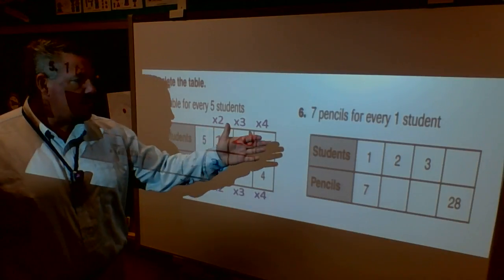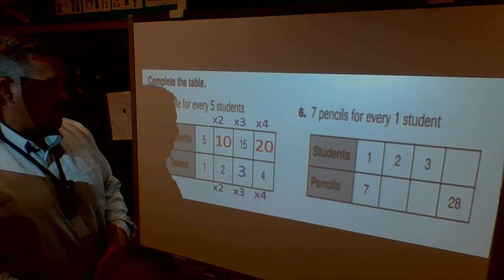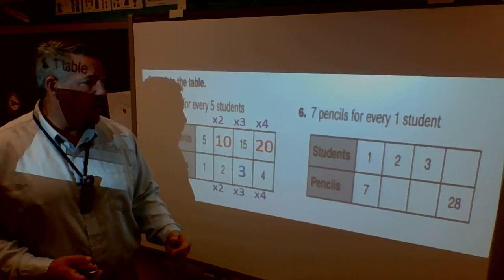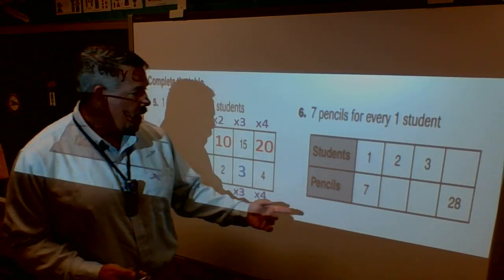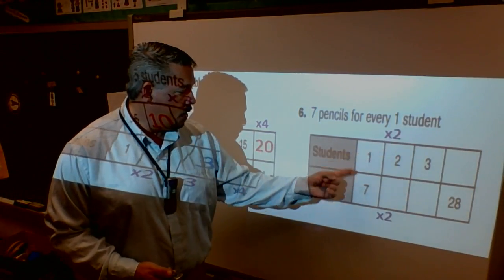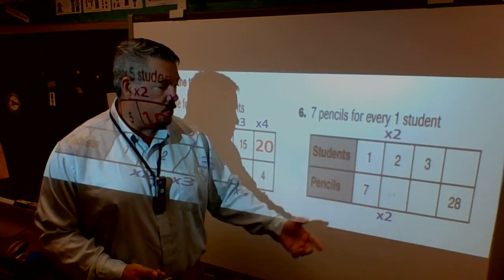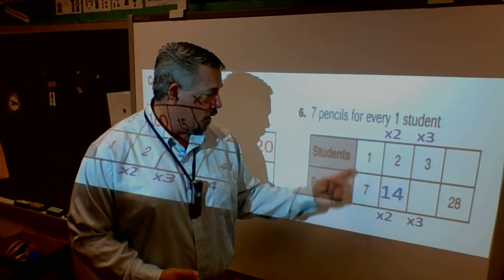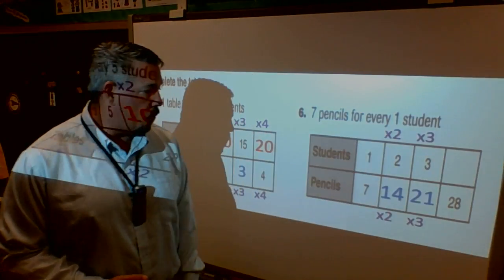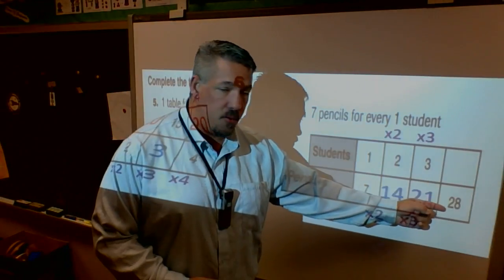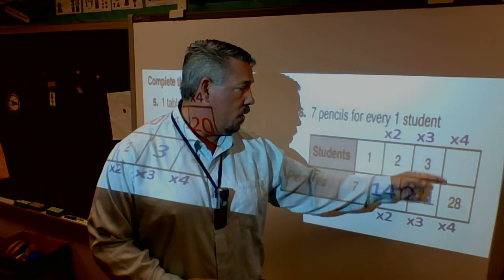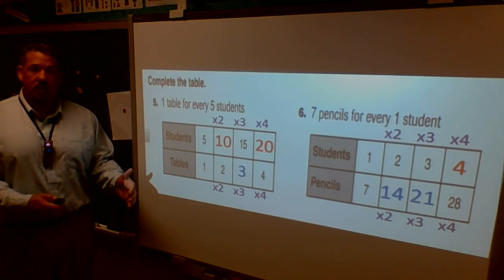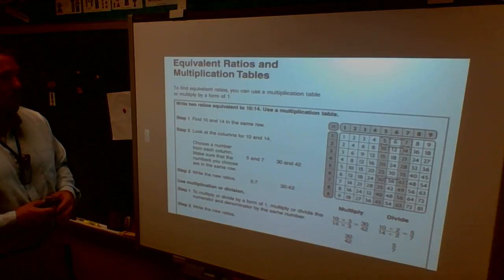On this one, it says that I have 7 pencils for every 1 student. So I know I'm increasing by 7s at the bottom, and I'm just increasing by 1 at the top. So if I had 1, then I multiplied it by 2, and by 2, and 7 times 2 is 14. If I go from 1 to 3, then I'm multiplying by 3, and by 3, and 7 times 3 is 21. This down here is 28, so I know I multiplied by 4, and I multiplied by 4 at the top, which tells me that I would have 4. Should be, once again, a very basic thing to remember.